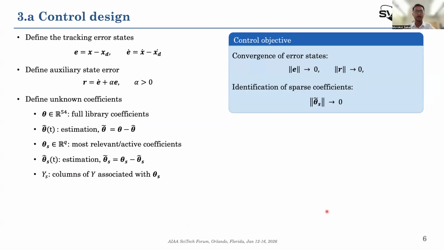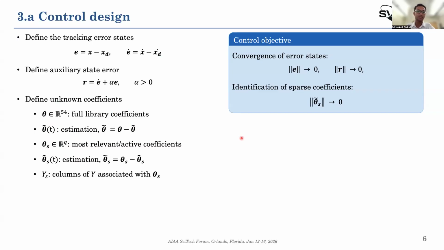All right, so before we start talking about that, let's first talk about control design. So I will introduce xd as the desired trajectory and then define the tracking errors e and e dot as the following. And now we need to define the auxiliary state error r that depends on e, e dot, and alpha e. And next we need to define the 2 types of unknown coefficients. The first one is the full library of coefficients, theta. And then once the controller discovers the most relevant terms, we're going to call it theta S. Besides that, the hat symbol means estimation, and the tilde means estimation error.